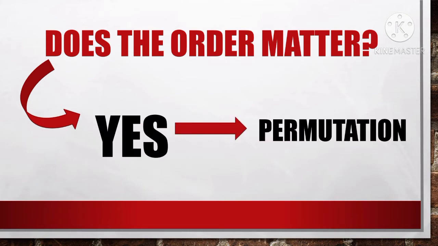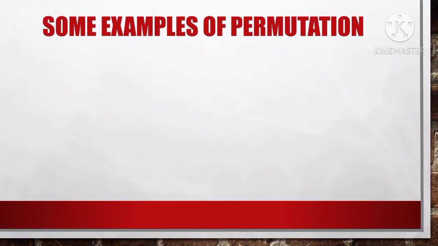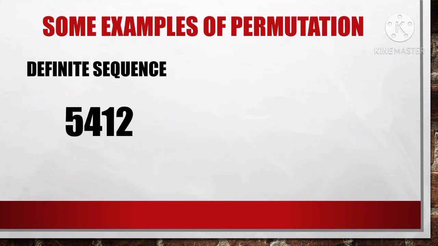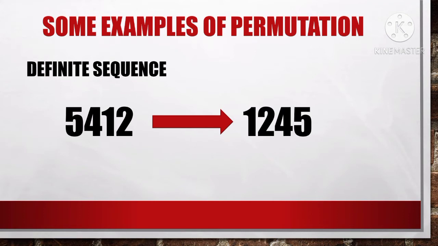So, ano ba yung mga permutation problems na kadalasan nai-encounter natin? First example of permutation is we have definite sequence. Mga halimbawa ng definite sequence is your ATM PIN number. So, for example, your PIN number is 5412. If magkapalit na yung numbers at magiging 1245, for sure, hindi ka makakatransact kasi invalid na yun. Ibig sabihin, di pwedeng mag-rumble ang numbers.